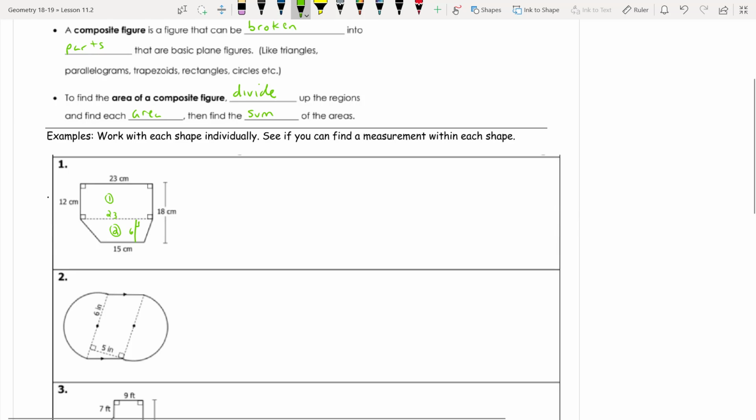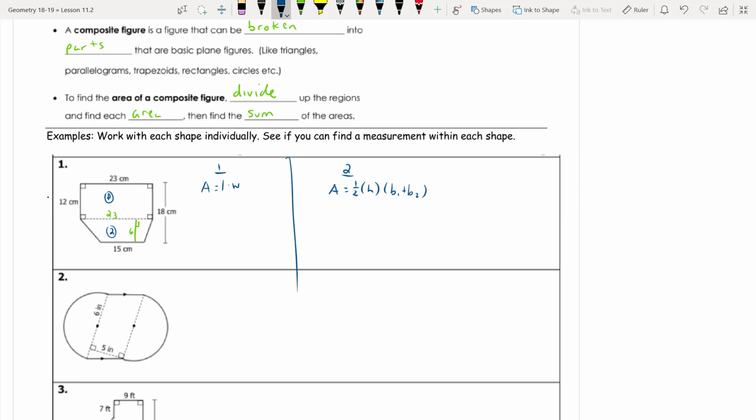Okay, so I'm actually going to change the color of my numbering of the figures for you here. So there's figure 1, and there's figure 2. The area of figure 1 is the area of a rectangle, which is length times width. And the area of figure 2 is a trapezoid, so it's 1/2 times height times base 1 plus base 2.